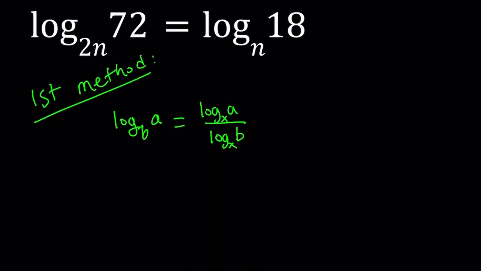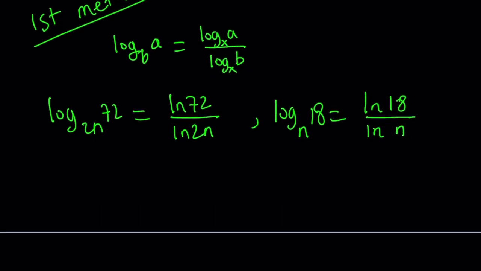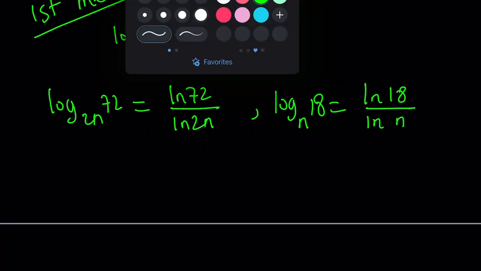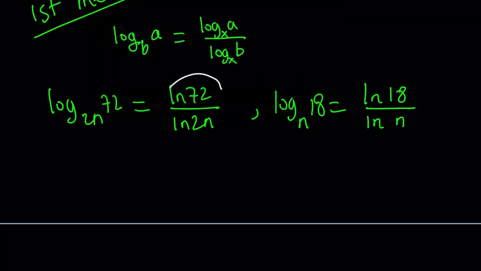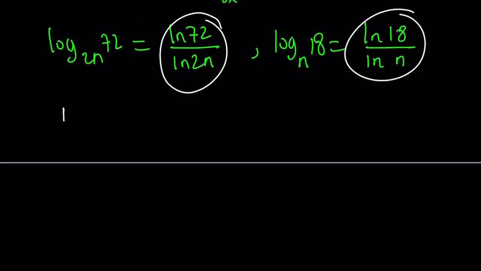Let's write log 72 base 2n as ln 72 over ln 2n. And let's write the second expression as ln 18 over ln n. I want to leave some space between the ln and the n so that they don't get mixed up. So we have two expressions that are equal. Therefore, this is going to be set equal to this one. So we have ln 72 over ln 2n equals ln 18 over ln n.